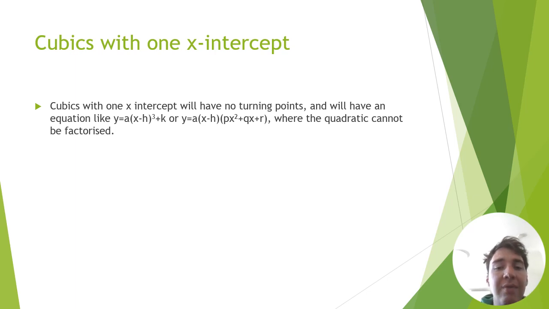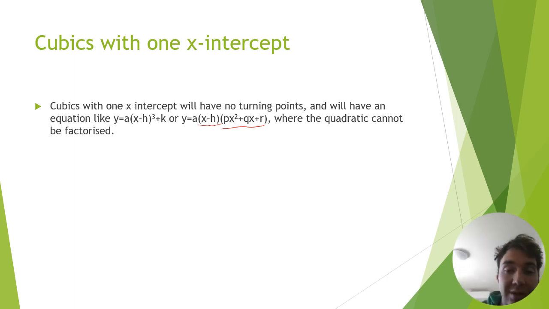Otherwise, we'll have our equation looking like a linear term times a quadratic term, right? If we look at this second one, you can see we've got a times (x minus h), that's a linear term, times (px squared plus qx plus r), that's a quadratic term. And in this case, we can't factorize that quadratic. If we can't factorize that quadratic, then we're going to have our one x-intercept case.